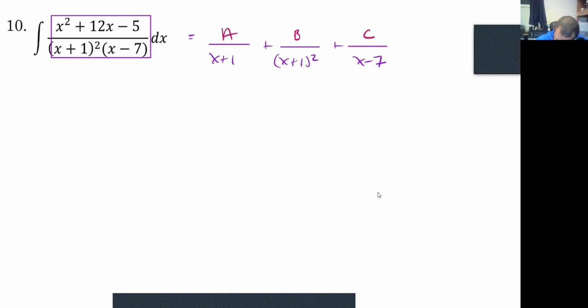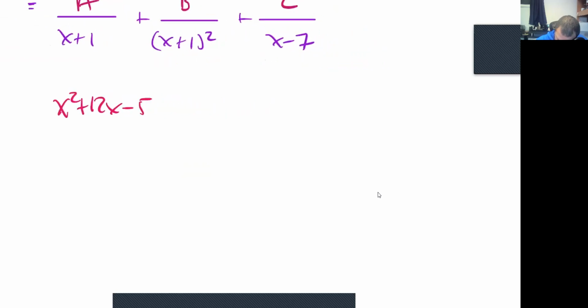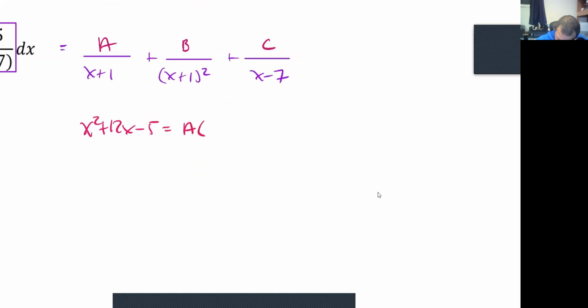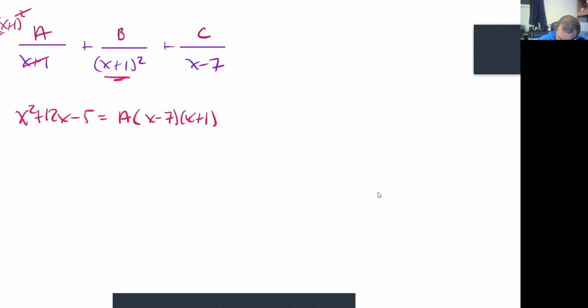That's going to give us x squared plus 12x minus 5 equals A times an x minus 7 times an x plus 1. One of the x plus 1 factors cancels out, so we're just left with one x plus 1. Then we're going to get a B, where the x plus 1 squared cancels out, so it's times an x minus 7, plus a C. The x minus 7 cancels out, so we're left with x plus 1 squared.